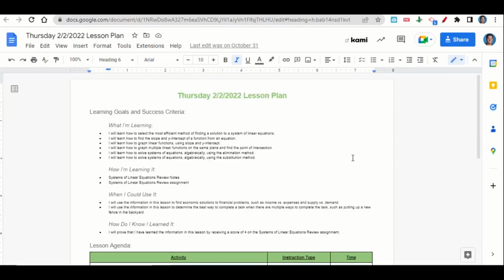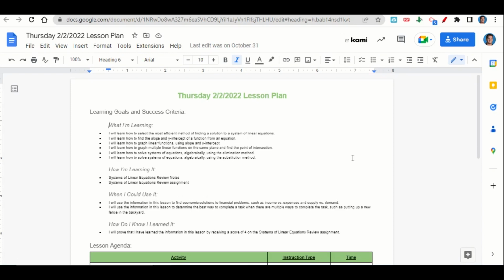Welcome, everyone. Let's begin our lesson for today by going over the learning goals and success criteria. First, what are we learning? We're learning how to select the most efficient method of finding a solution to a system of linear equations, how to find the slope and y-intercept of a function from an equation, how to graph linear functions using slope and y-intercept, how to graph multiple linear functions on the same plane and find the point of intersection, how to solve systems of equations algebraically using the elimination method, and how to solve systems of equations algebraically using the substitution method.